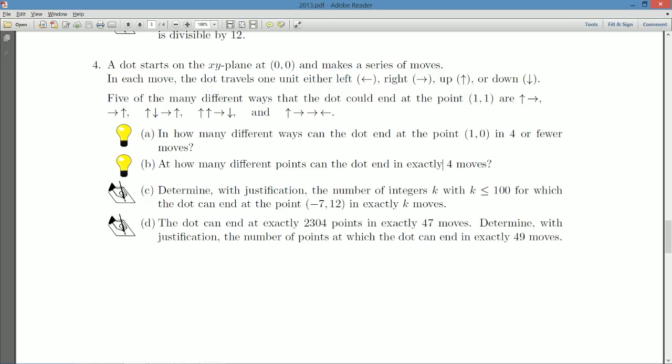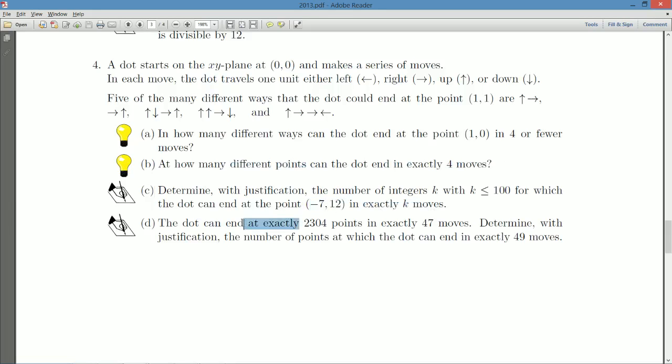It might be useful. It's going to involve some of the coordinates for the possible values. But let's see what C and D have. So determine with justification the number of integers k with k less than 100 for which the dot can end up at the point negative 7, 12 in exactly k moves. Okay. So that's similar to this one. We're talking about exactly 4 moves, but we're given a specific point, not the different points.